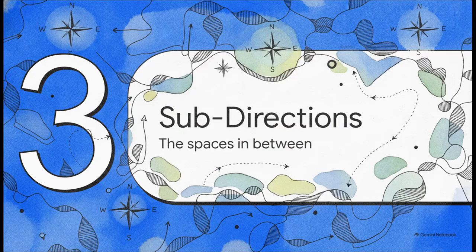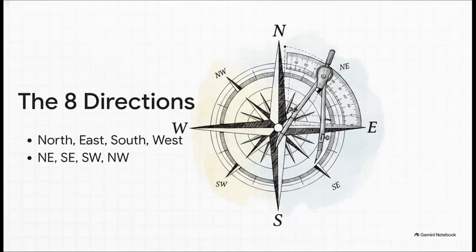Section 3. Exploring subdirections, the spaces in between. Now, the crucial point here is that we often need a bit more precision than just those 4 primary pillars. Life and geography rarely move in perfect right angles, do they? So this is where subdirections come into play. Geometrically, we just take the exact right angle between 2 main directions, let's say north and east, and we divide it exactly in 2. That precise 45-degree middle path, that gives us northeast. And by doing this all the way around our compass, we generate southeast, southwest, and northwest.